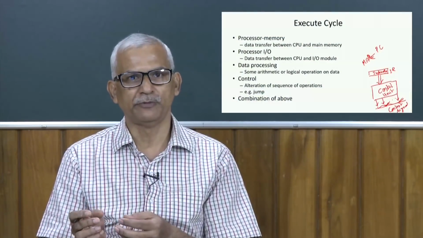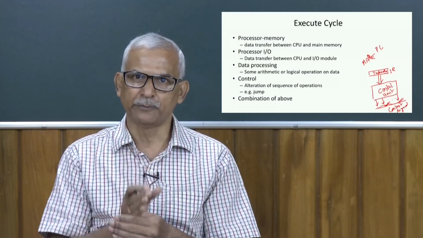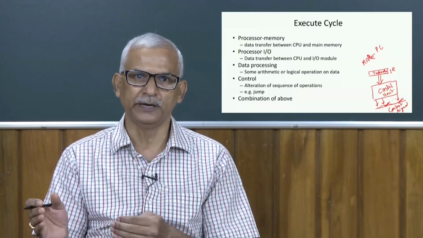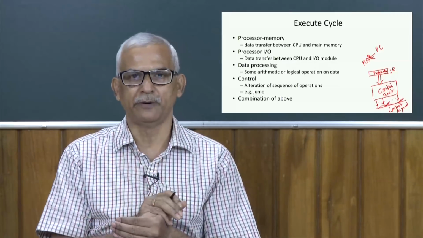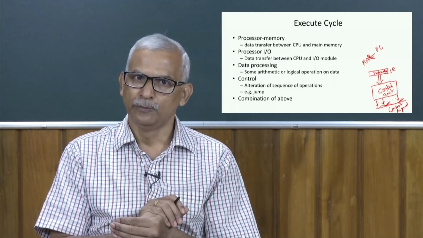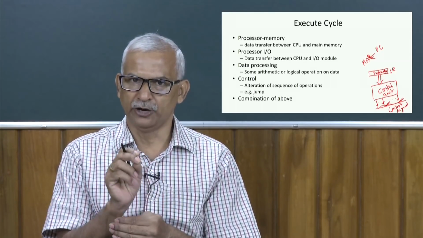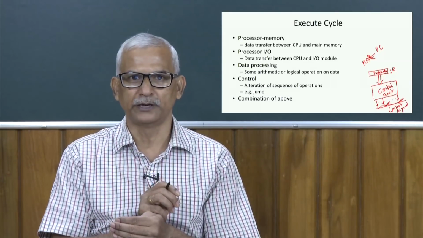Another class of operation we may have is processor I/O, that means information will be transferred from a processor register to some output device, or from some input device we are going to take the information to the processor register. So, these are another class of instructions. Depending on that we have to perform our task. So, in the execution cycle we are going to perform those operations.